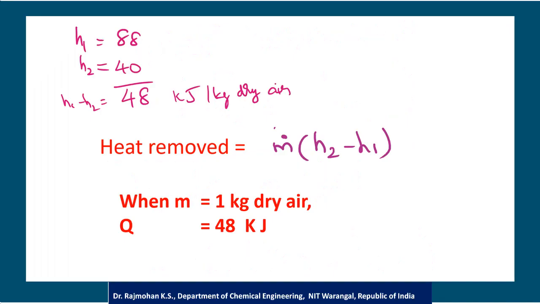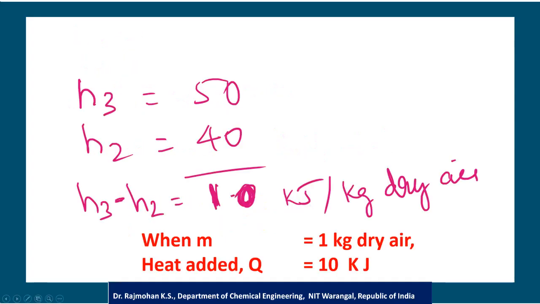So h1 minus h2 is 48, and m dot is not given, so we can leave it as it is, and we write the answer in kilojoules per kg dry air. But if the mass m is given, like 1 kg dry air, we can simply report it as 48 kilojoules. If m dot is any value, you will get the answer only in kilojoules.